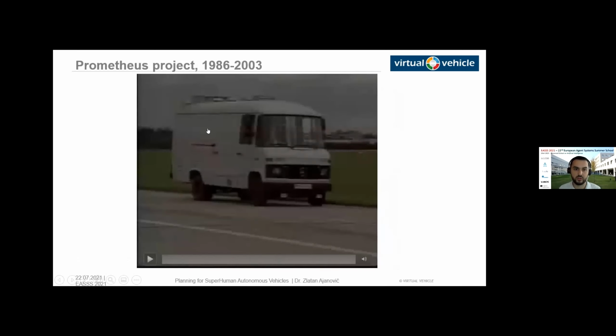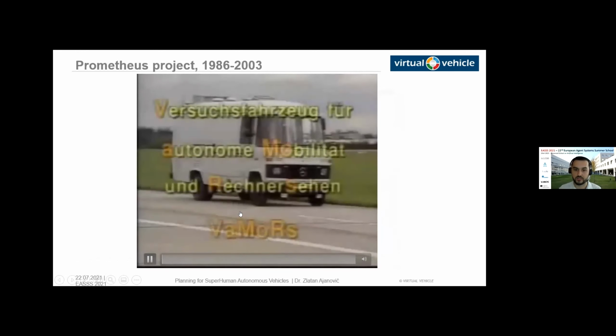And as I mentioned, there was also the Prometheus project. This was in the 80s, already a serious work in Europe, having a full large-scale vehicle running on a street. So I will play the video now.